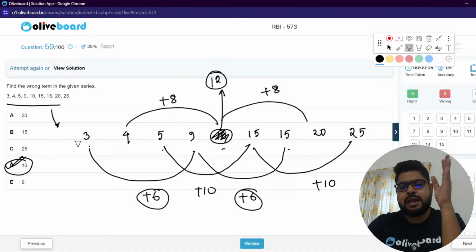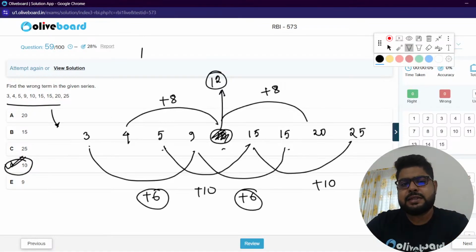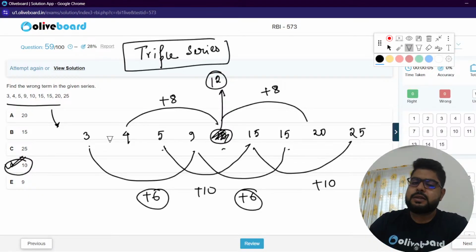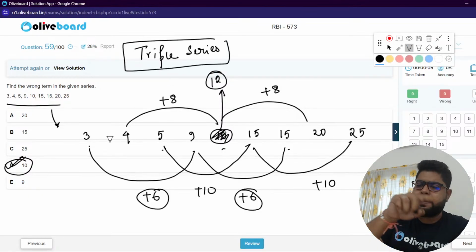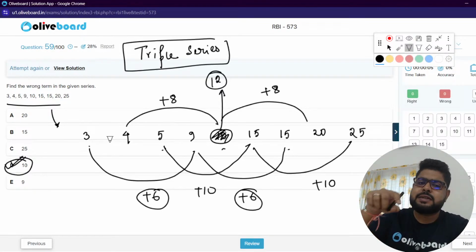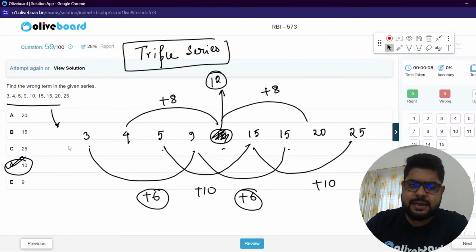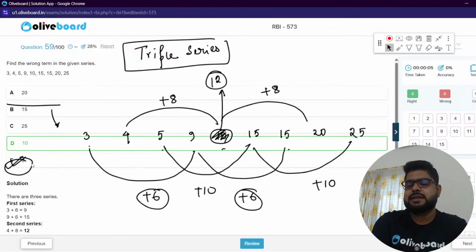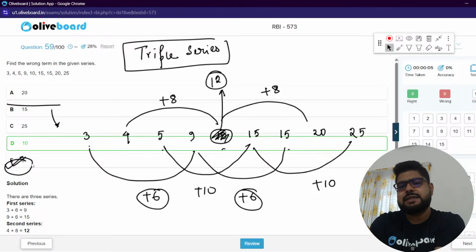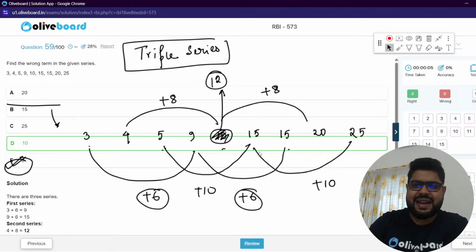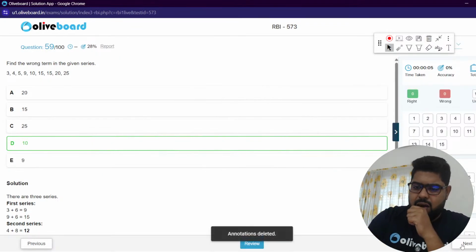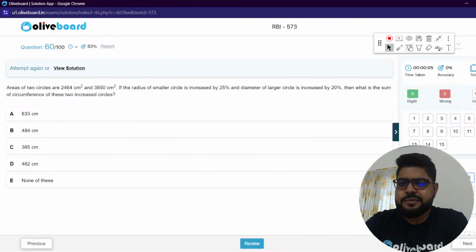10 is the wrong number, and then the triple series formation will be 3, then 9, like plus 6 plus 6, 4 plus 8 plus 8, and then plus 10 plus 10. So this is the order that I'm getting. So my answer for this question is that the wrong number is 10. Clear, sir? Moving on, sir.